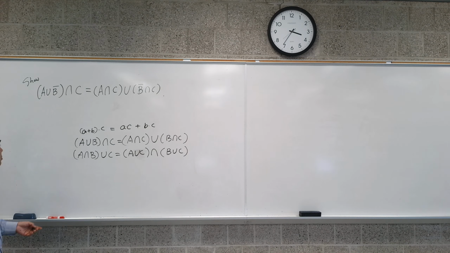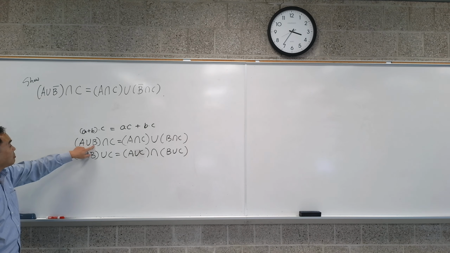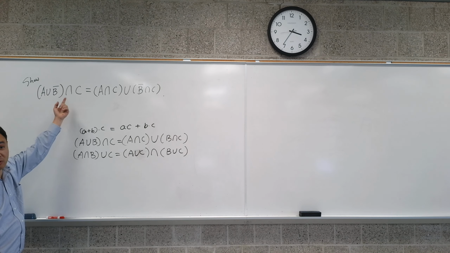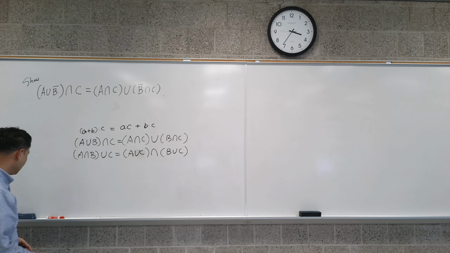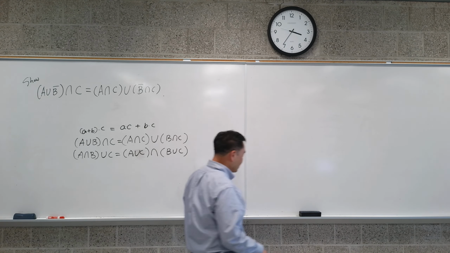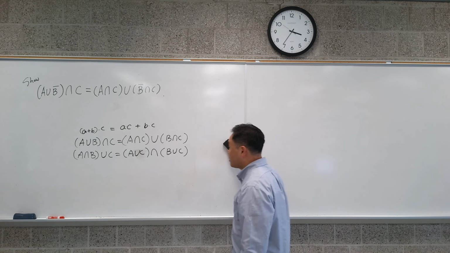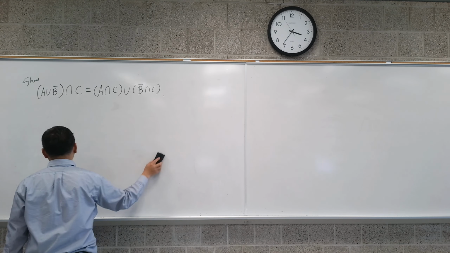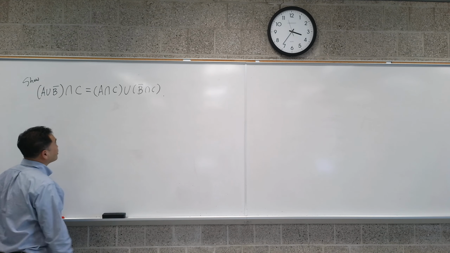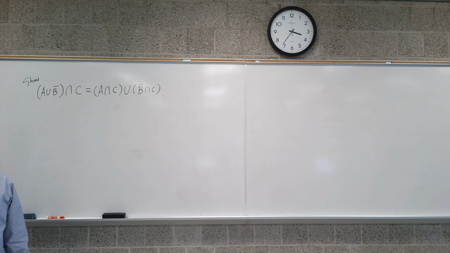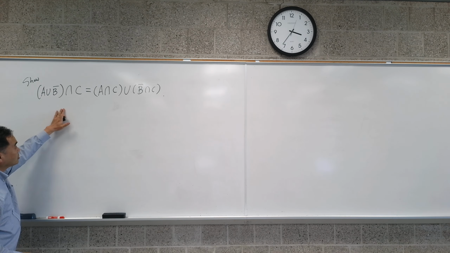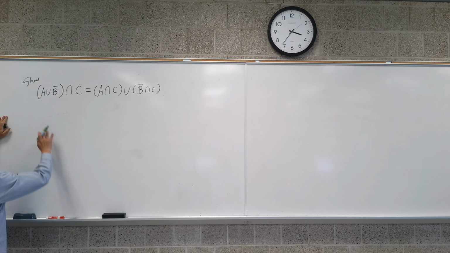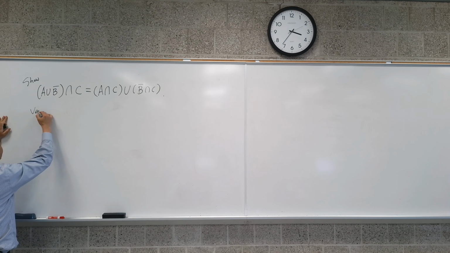And if you just take this one and replace B by B bar, then you get exactly the same identity. So knowing the distributive property makes the proof of this kind of moot. But let's say we didn't know that, and we have to show this using either the Venn diagram or using the truth table. Okay, so let's first try the Venn diagram way.